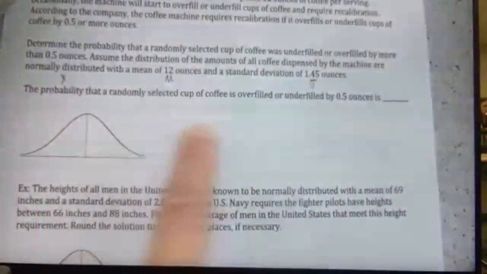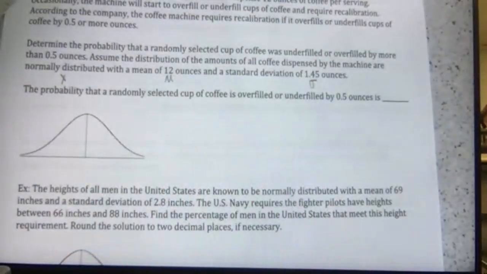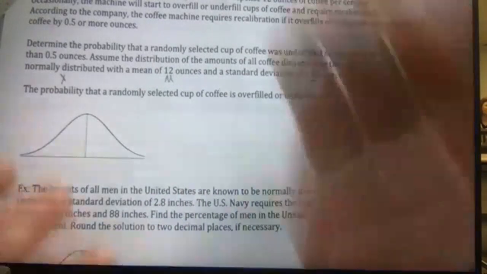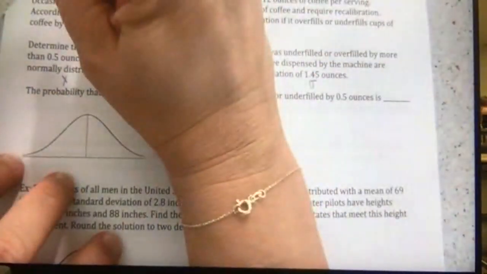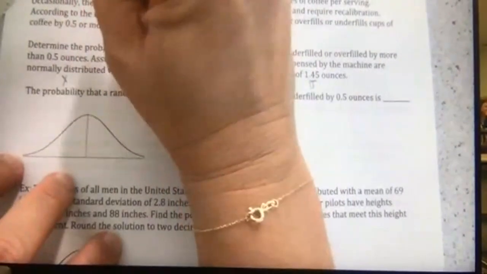So again, it says normally distributed, so it's going to be X. They gave us a mean and a standard deviation, so I automatically know it's not Z anyways. It's asking us to determine the probability. The probability, remember, is our shaded area.